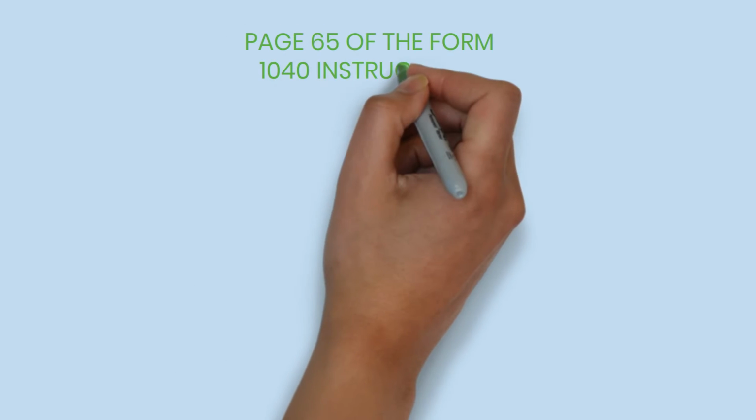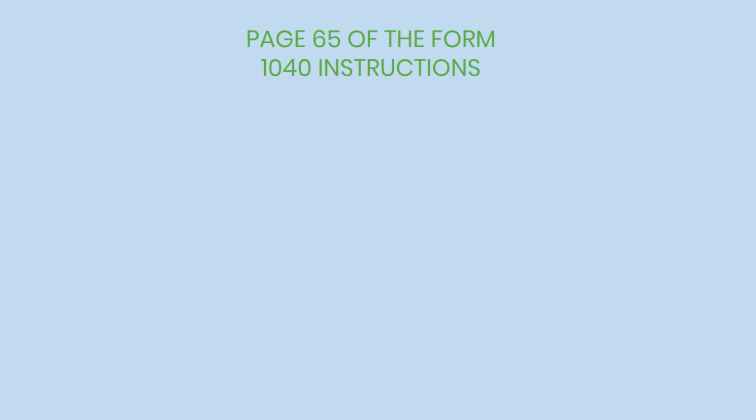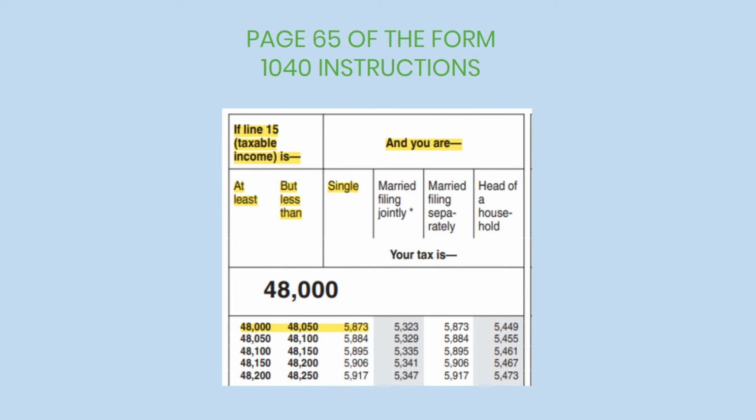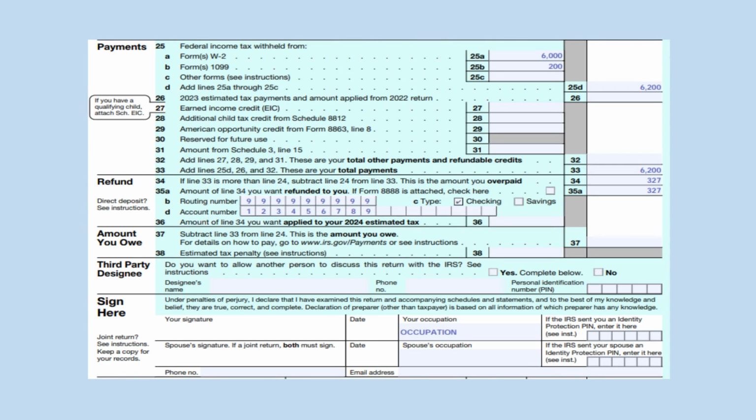Next, you'll calculate your tax with the tax tables that begin on page 65 of the Form 1040 instructions. Since your taxable income is at least $48,000 but less than $48,050 and you are single, your tax is $5,873. Place your tax on line 16 and carry it down to lines 18, 22, and 24, as you have no other taxes and no credits.